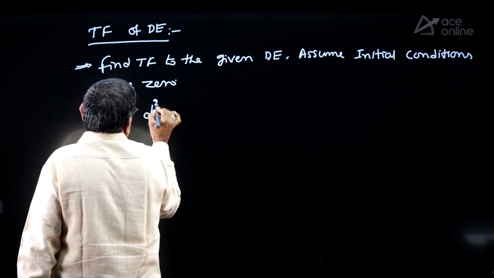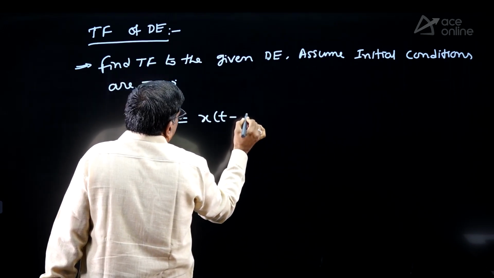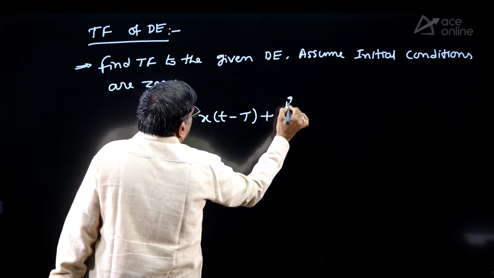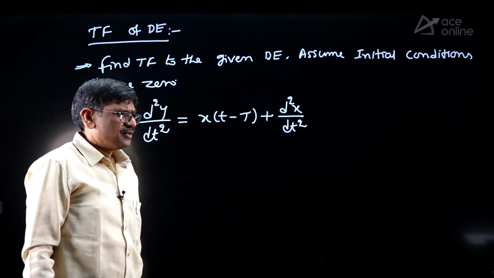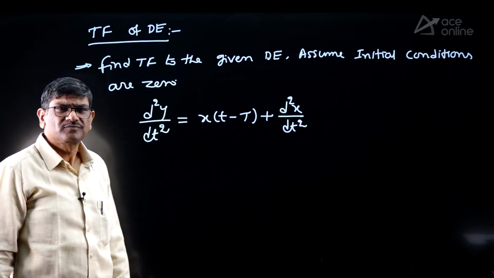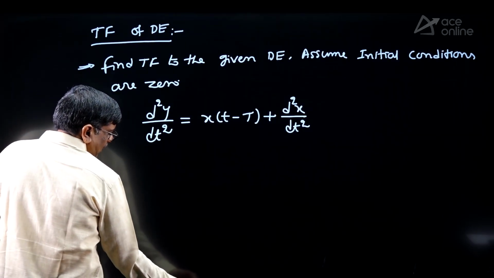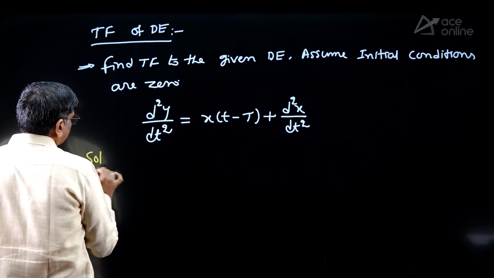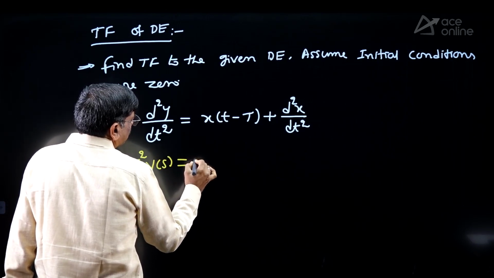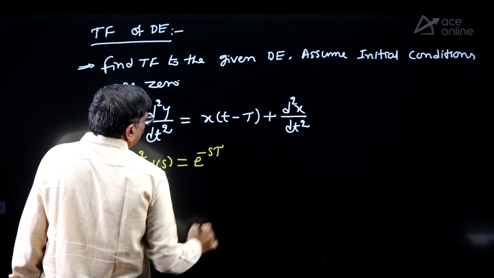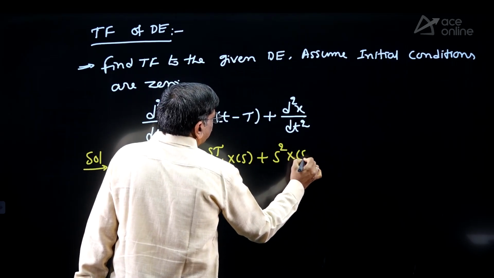Come on, d square y by dt square equal to x of t minus tau plus d square x by dt square. Come on, tell the answer. Tell the answer, anybody? So simply apply the what? Laplace transform. Simply apply Laplace transform. So if we apply Laplace transform here, s square Y of s equal to what? e power minus s tau into X of s plus s square into X of s.